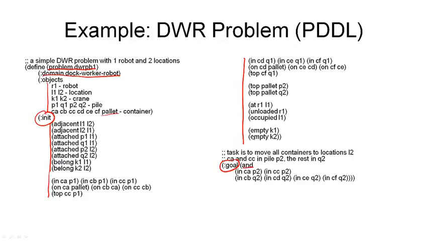The goal is described as a conjunction, so all of these things must be true, and it's simply saying in which pile the different containers must be. CA must be in P2, CC in P2, and so on, and the other 4 containers must be in the pile Q2. So it doesn't specify the order in which the containers must be in those piles, just in which piles they must be. Note that there are no negative goals in this example, but of course it is possible to define negative goals in general.